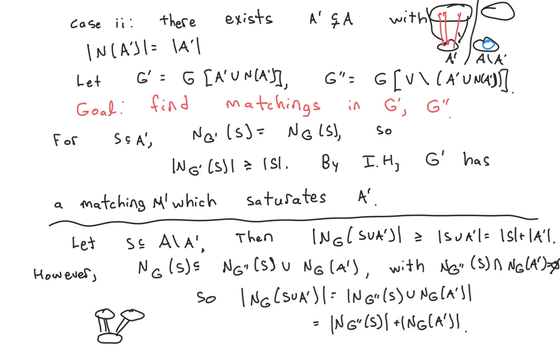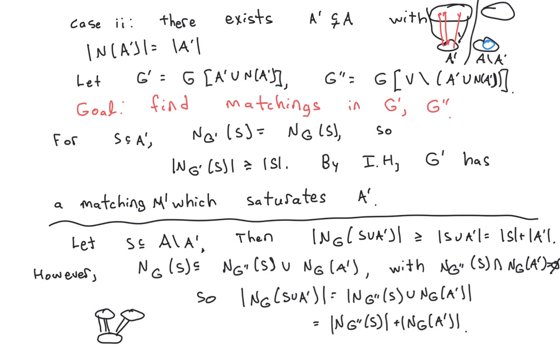And then what we want to do is compute the size of the neighborhood of S with respect to G double prime. That's going to take some thought. What we do first is add all the vertices of A prime to S and look at the size of the neighborhood in the original graph. Because we satisfy Hall's marriage condition, this neighborhood is at most the size of S union A prime. Since A prime and S have no vertices in common, this set has size the sum of the size of S and the size of A prime.